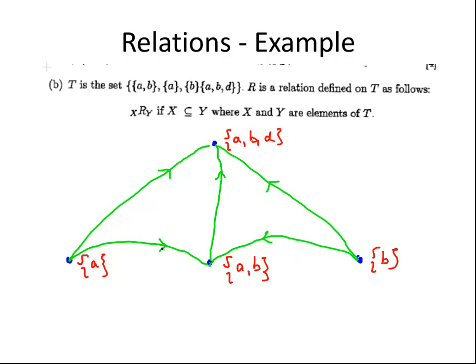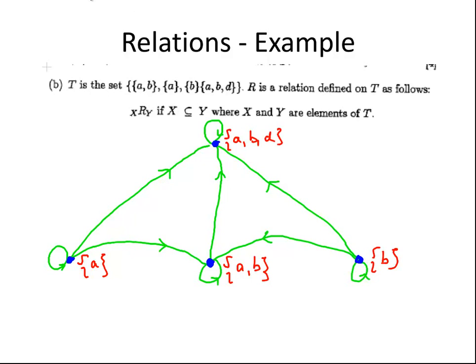Now to finish off, just remember that in set theory everything is a subset of itself. So we have one more directed edge pointing back at each vertex. {A} is a subset of {A}, {A, B} is a subset of {A, B}, {A, B, D} is a subset of {A, B, D}, and {B} is a subset of {B}. Okay, so that's our directed graph, our digraph.